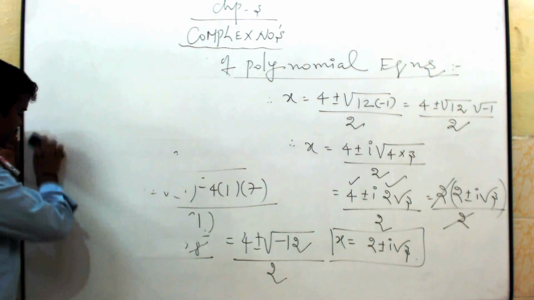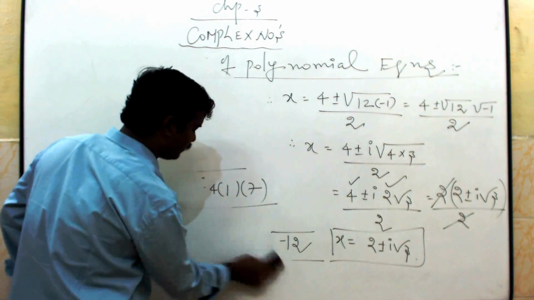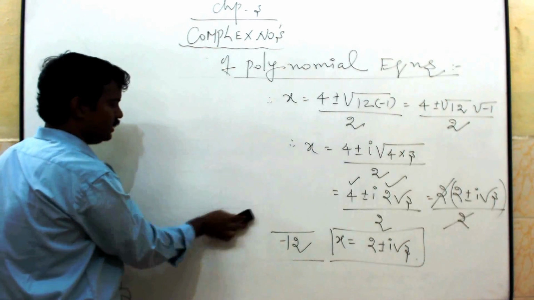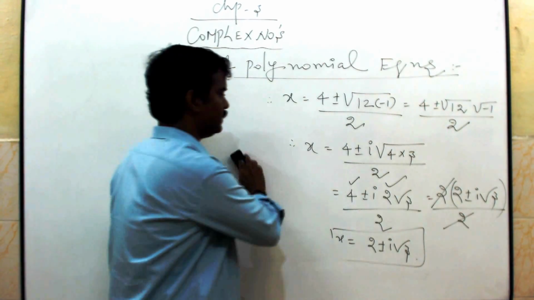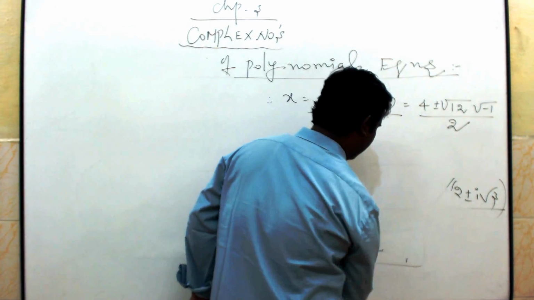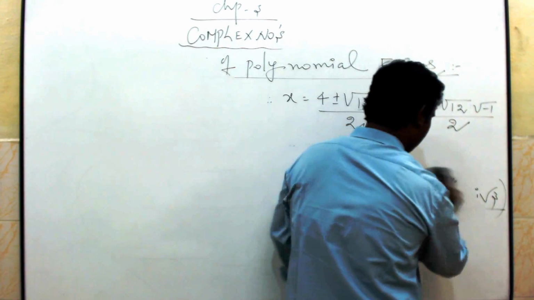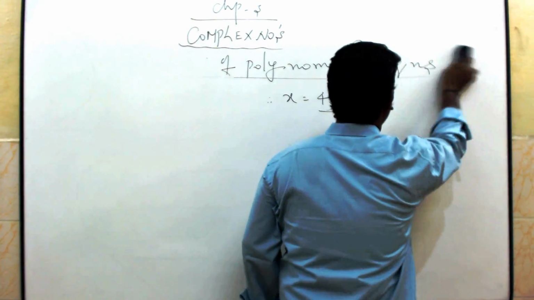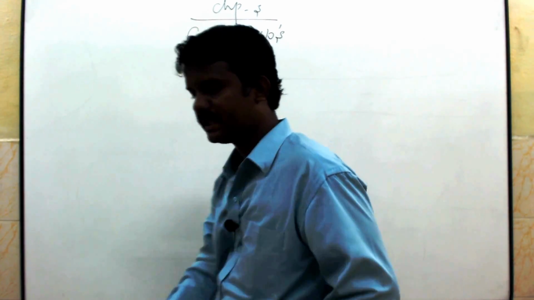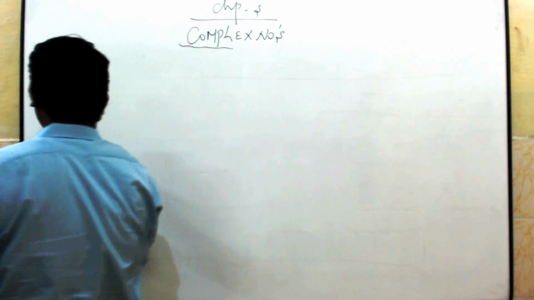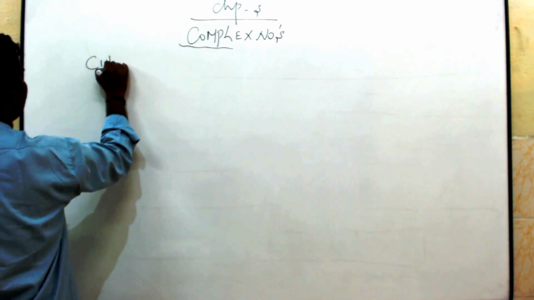The next one is, this is something important. It is called cube root of unity, right? The next heading is called cube root of unity.